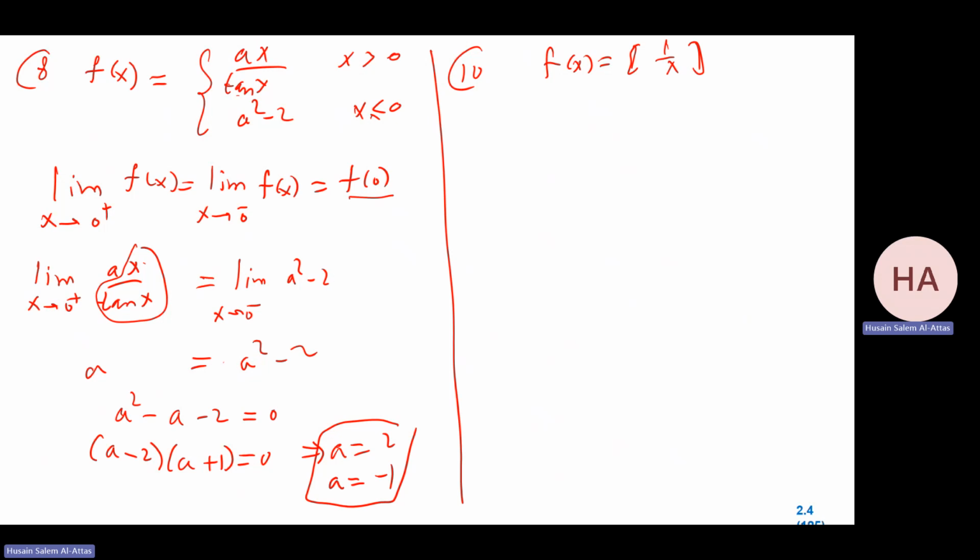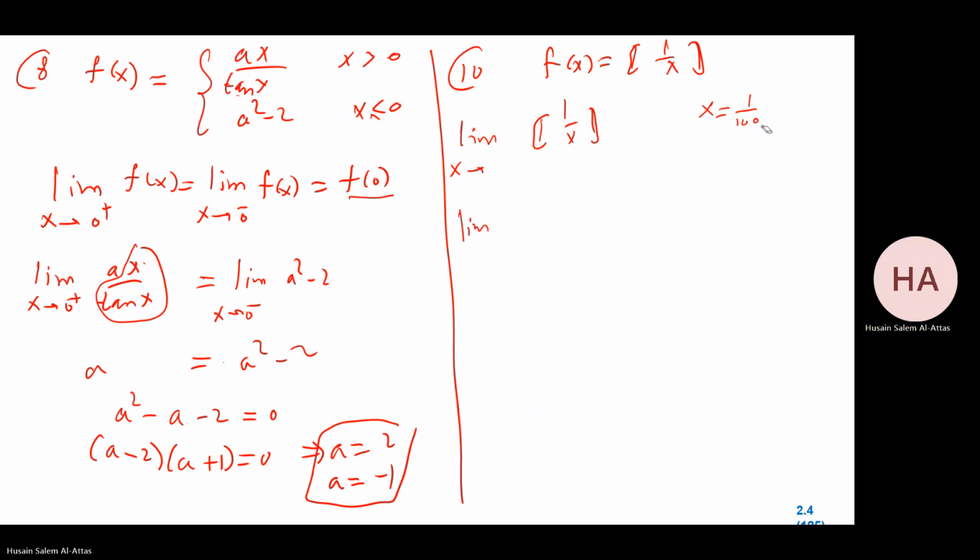Correct? Yeah. I want to check the limit as x goes to 0 from the right of this function. You need to think of it. 0 from the right, it means what? 0.0001. Think of x as 0.01, which is 1 over 100. What will happen here? Limit as x goes to 0.